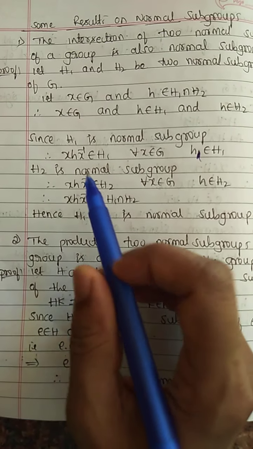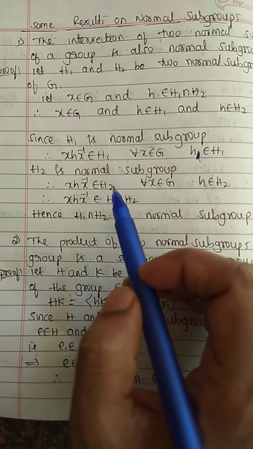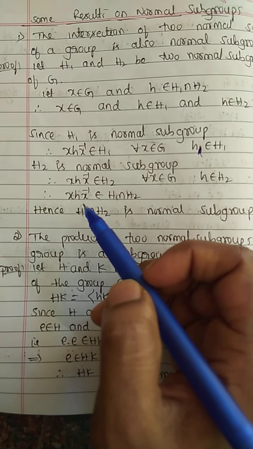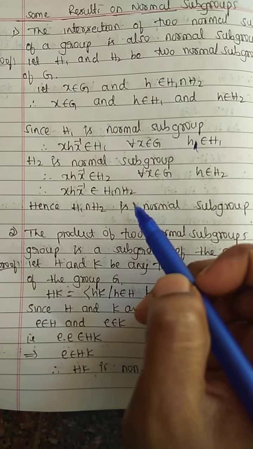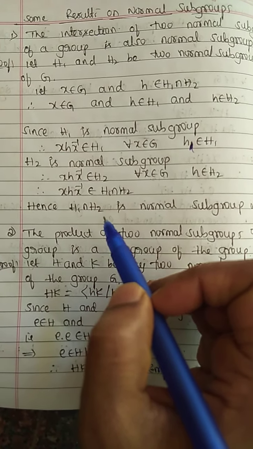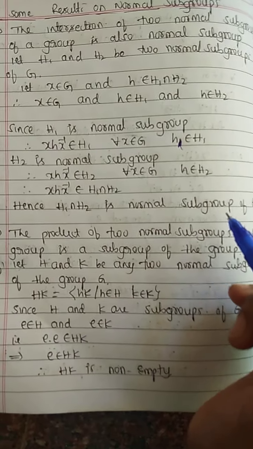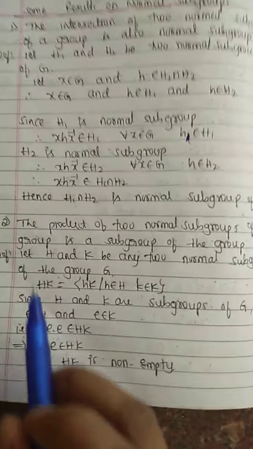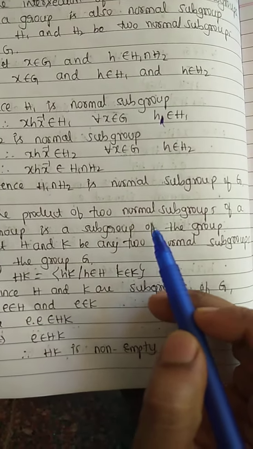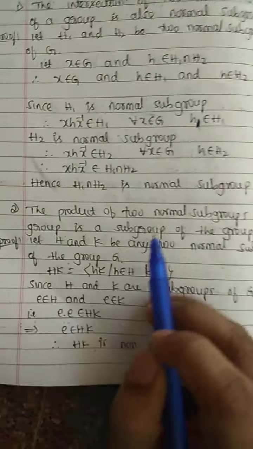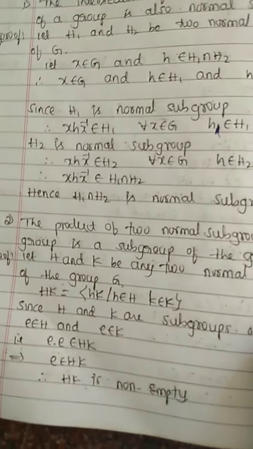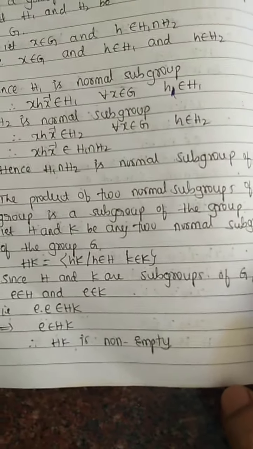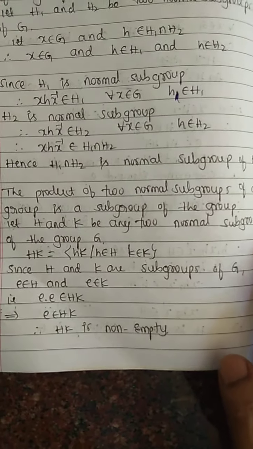H2 is a normal subgroup, therefore x h x inverse belongs to H2 for every x belongs to G, h belongs to H2. Therefore x h x inverse belongs to H1 and H2. Therefore we can write x h x inverse belongs to H1 intersection H2. Hence H1 intersection H2 is a normal subgroup of G. Next, the product of two normal subgroups of a group is a subgroup of the group.